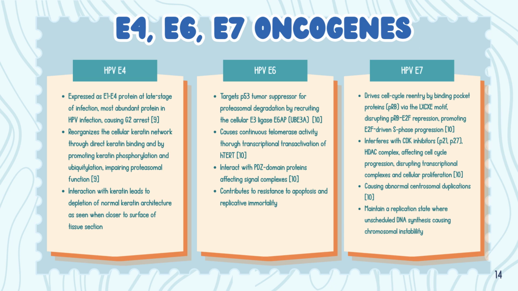In normal cells, the centriole usually undergoes one round of duplication for each cell division. But in E7 protein-affected cells, there are abnormal centrosomal duplications, producing multiple centrioles for each cycle. Overall, E7 protein causes cells to maintain a replication state where the unscheduled DNA synthesis causes chromosomal instability.